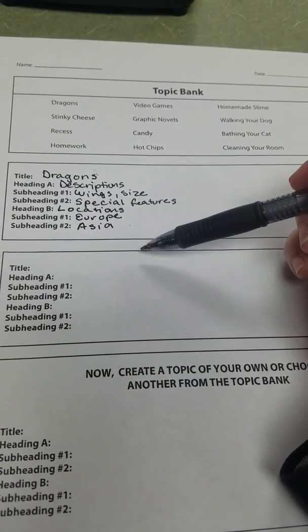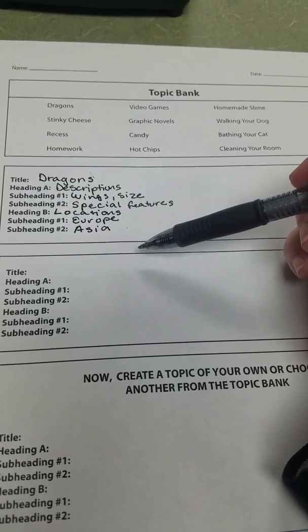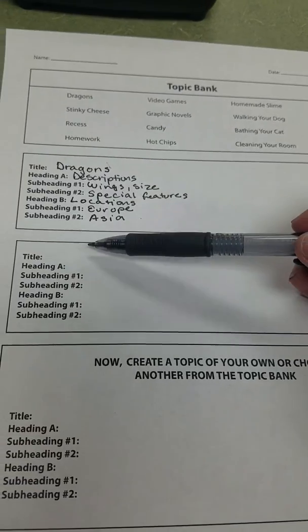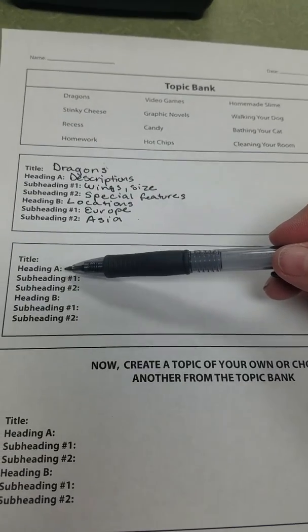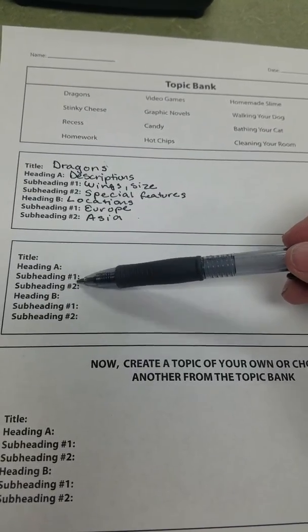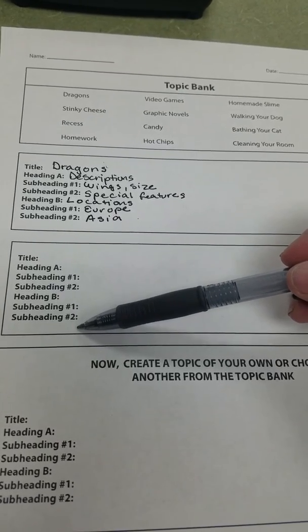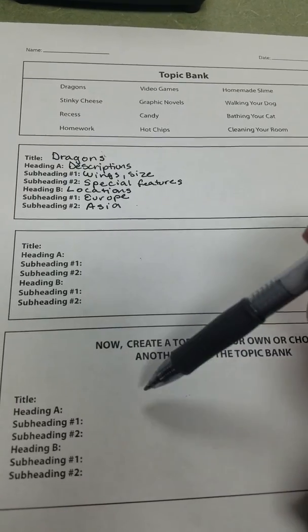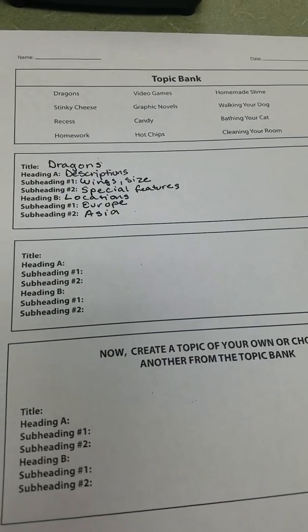So I want you to do the same thing. Just pick one of the topics here, and you're going to make that your title. You're going to give me 2 headings and then 2 subheadings below each. And you don't have to do this last one. If you can do this one well, I don't really need you to do that one. So that's it.